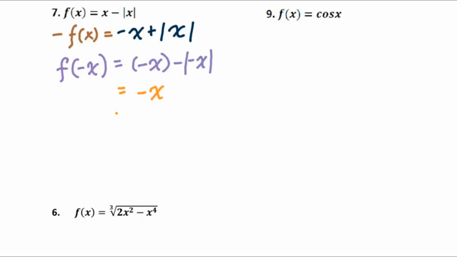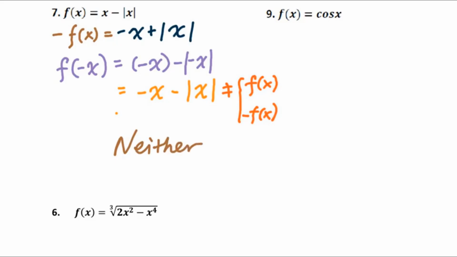We get rid of the parentheses. You get the absolute value of negative x is the absolute value of positive x. Then we check back. You could say it's not equal to f(x) and it's not equal to negative f(x). Therefore, it's neither. Now let's go to number 9.